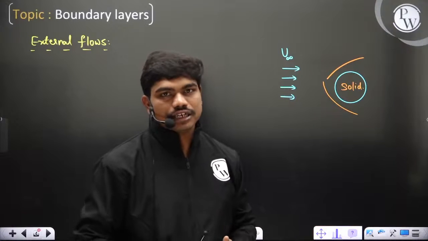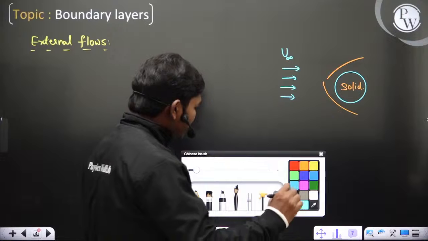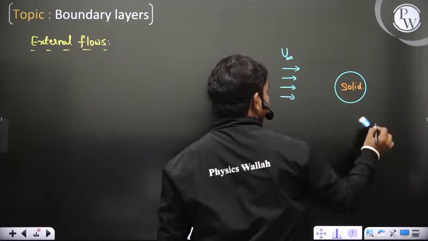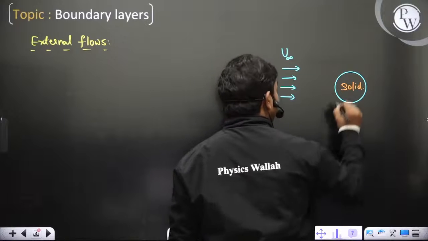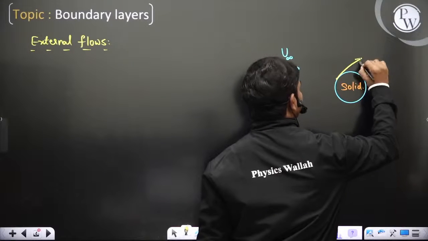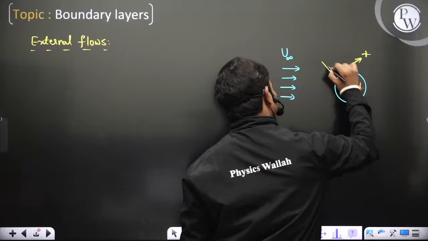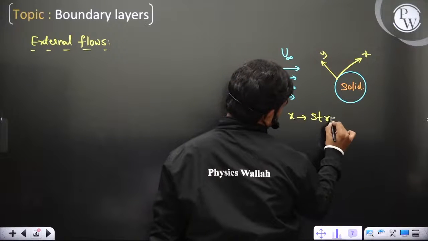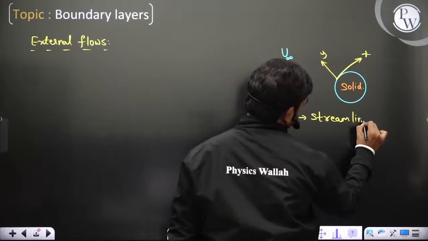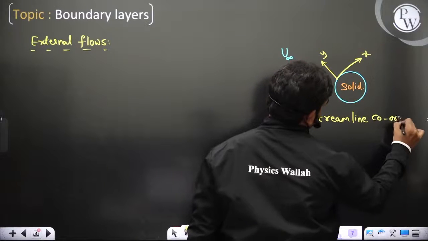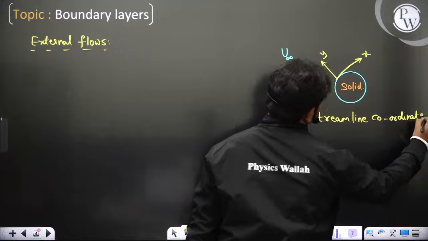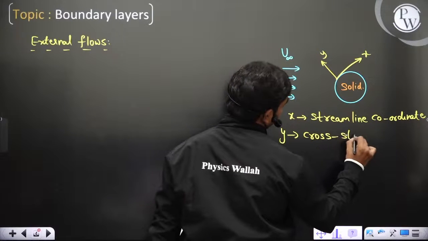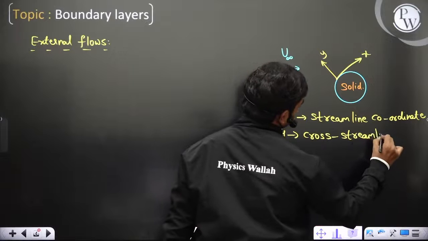Now in this discussion, to analyze this, what we do is we take two components, like you can see, at any point we'll take two coordinates. This is x and the normal to this is y. X is called the streamline coordinate, and y is called the cross streamline coordinate. Okay, so y is called the cross streamline coordinate.